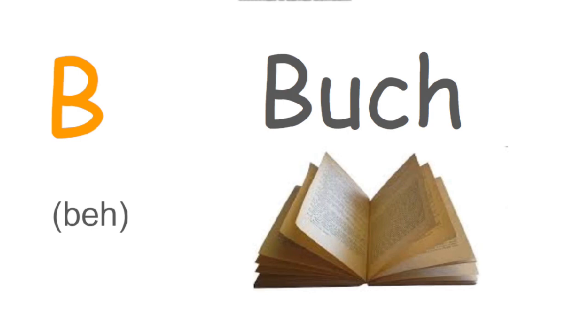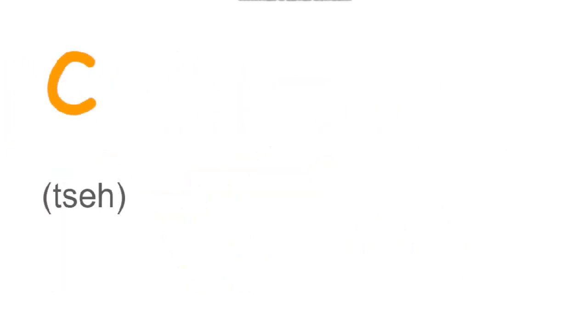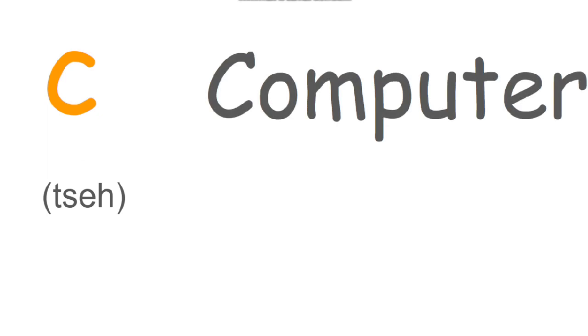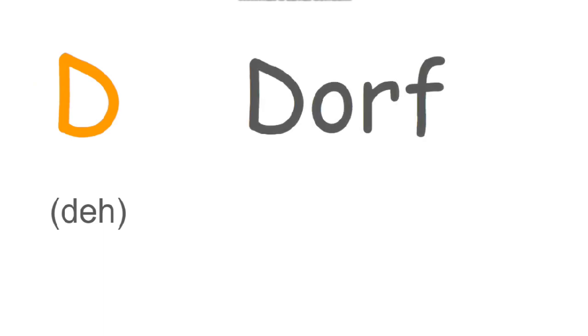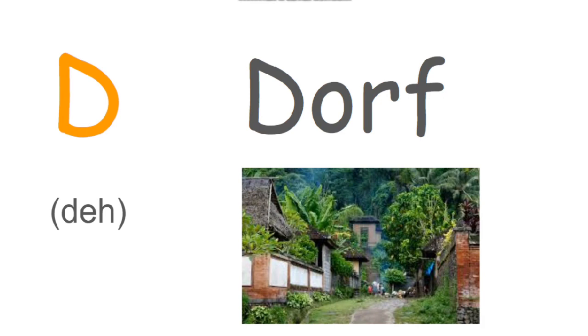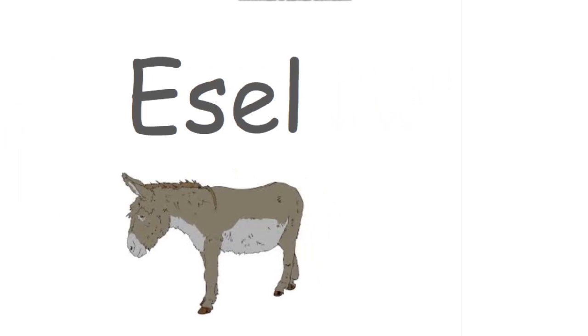Let's have a look at the letter C. But in a word it is pronounced as K, like Computer, which means computer in English too. Let's continue with letter D. The German word with the letter D is Dorf. Dorf means village. Now move to the letter E. The German word with the letter E is Esel. Esel, which means donkey.